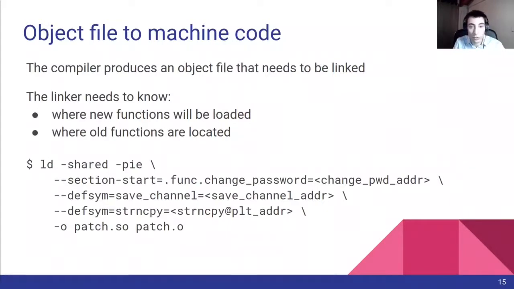So we use section start to tell the linker where to place each and every function that we want to patch. And since we're trying to build an in-place patch, we tell it that the section containing the new change password function that we are compiling will be at the same address as the change password function in the original binary that we want to patch. Then we have to define a couple of symbols for the functions that we used in our patch. So we have to tell the linker where the save channel function was, and where the string copy function is in the procedure linkage table.